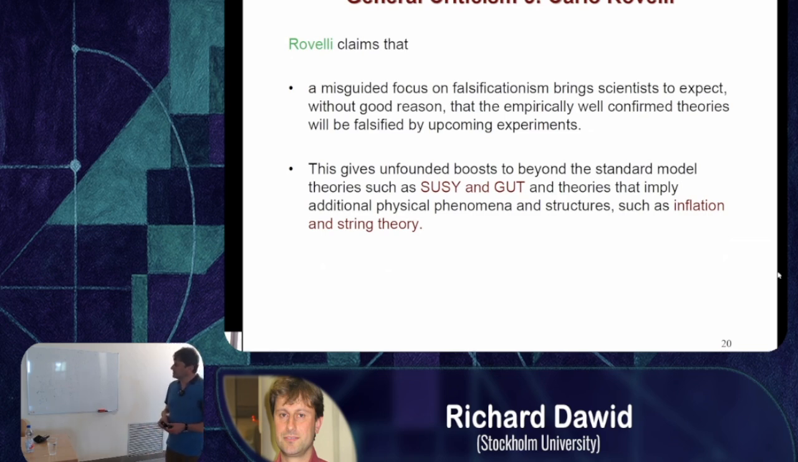Rovelli claims that a misguided focus on falsificationism brings scientists to expect that the theory they are dealing with today will be falsified at the next step of empirical testing. So he argues that, for example, supersymmetry is so popular because scientists are in the habit of expecting that when they make a new experiment, the old theory will get falsified. So they have a crude and inadequate understanding of what Popper says, and therefore they think that way. And this way of thinking, he argues, gives unfounded boosts to beyond the standard model theories, such as supersymmetry and grand unification.